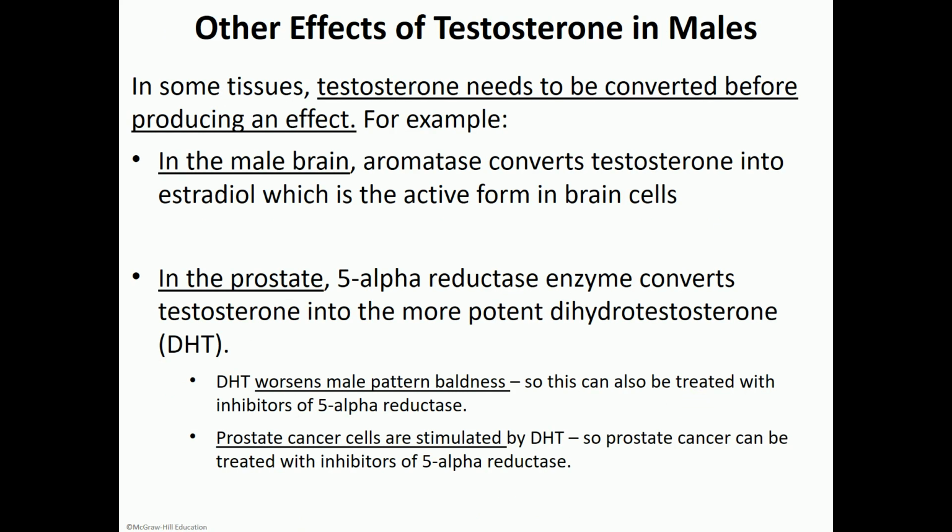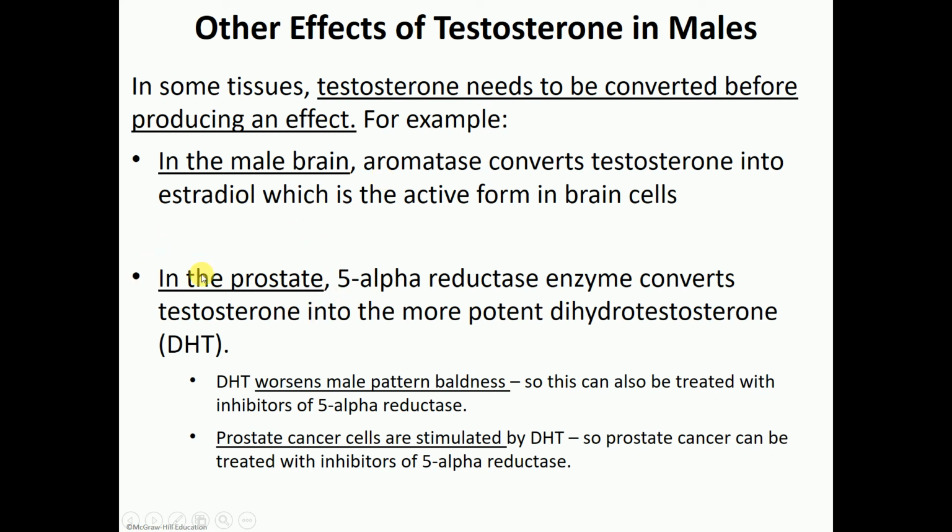Now, what are the other effects of testosterone in males? Well, in some tissues, testosterone cannot produce an effect until it changes into something else. So, for example, we'll give a couple of examples here. In the male brain, testosterone would have to be converted through the aromatase enzyme into estrogen. And estrogen will be the active form in the brain cells. So testosterone really does not have a direct action on brain cells unless it is converted by that enzyme aromatase.